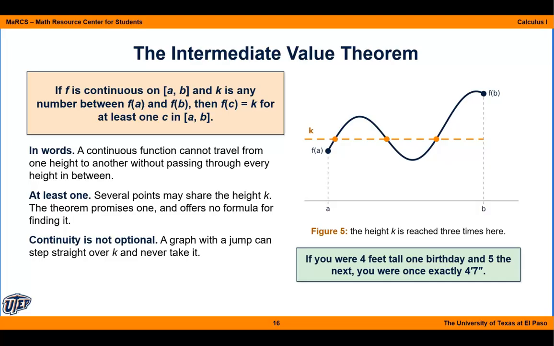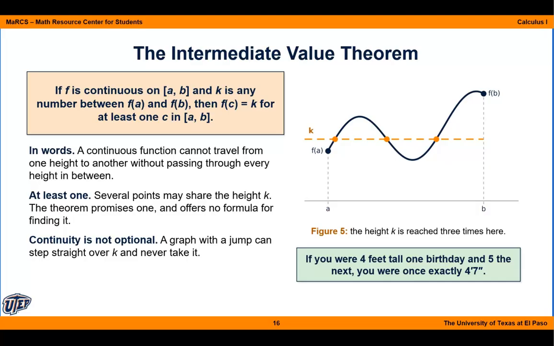The graph shows that the function may reach the same intermediate height more than once. The theorem guarantees at least one point, but it does not tell us exactly where that point is. Continuity is essential. A function with a jump can move from below the chosen height to above it without ever reaching it. The height example at the bottom gives the intuition.